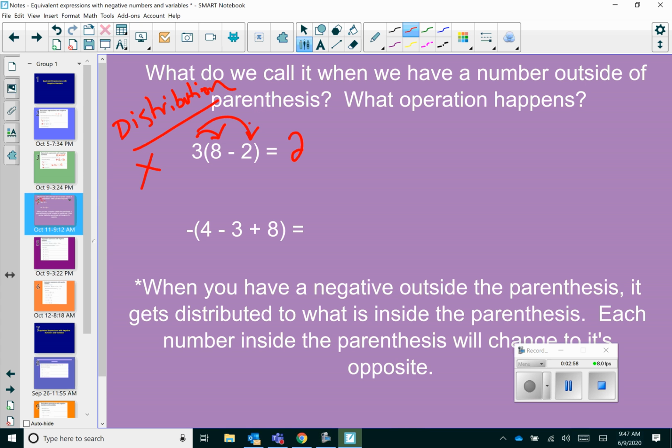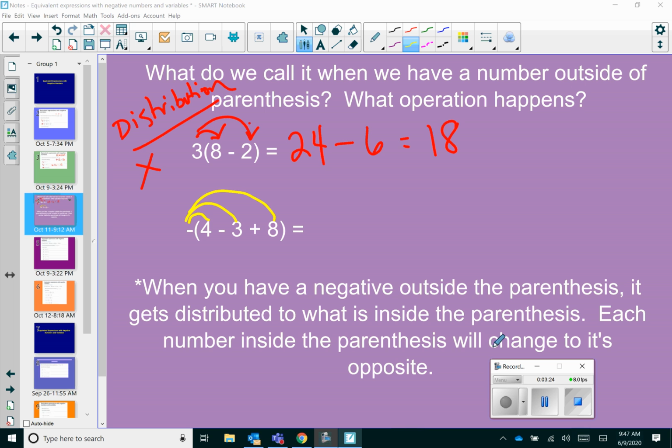3 times 8 is 24, and 3 times 2 is 6, and 24 minus 6 would leave me with an answer of 18. Here, notice that instead of having a number, I actually have a negative sign. A negative sign functions like a negative 1 on the outside. So technically, your negative is still going to get distributed. And as I have in the notes down here, all that happens when you have a negative on the outside of your parentheses, once you distribute it, it's going to turn everything inside your parentheses to the opposite.